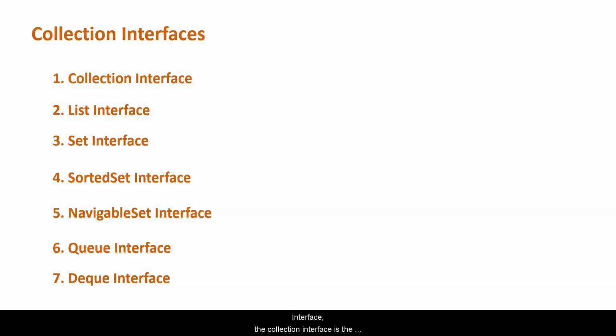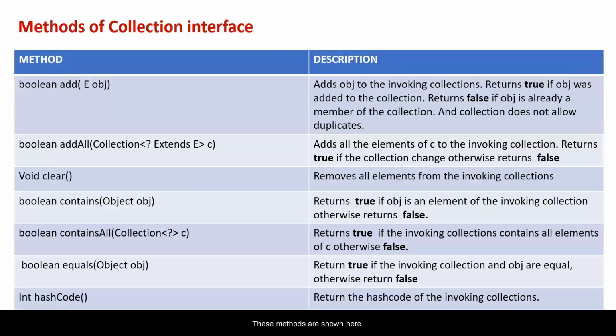The Collection interface is the foundation upon which the collection framework is built because it must be implemented by any class that defines a collection. The Collection interface declares the core methods that all collections will have. These methods are shown here. Familiarity with these methods is necessary for a clear understanding of the framework. Let's inspect some of these methods.